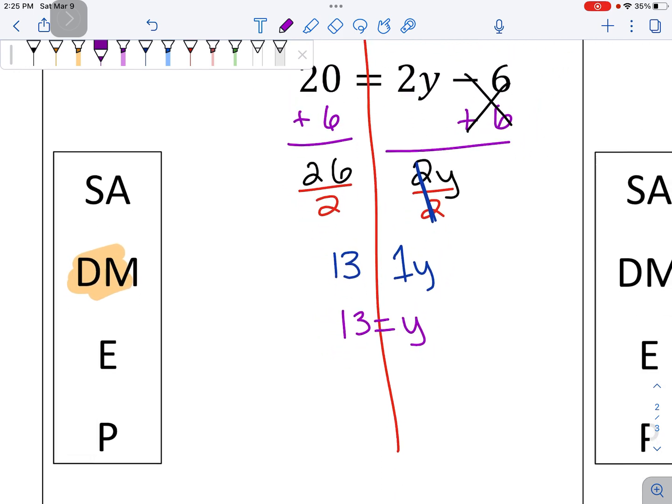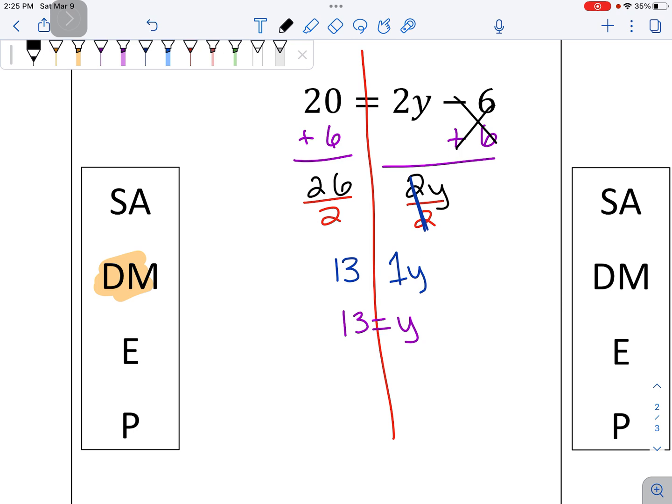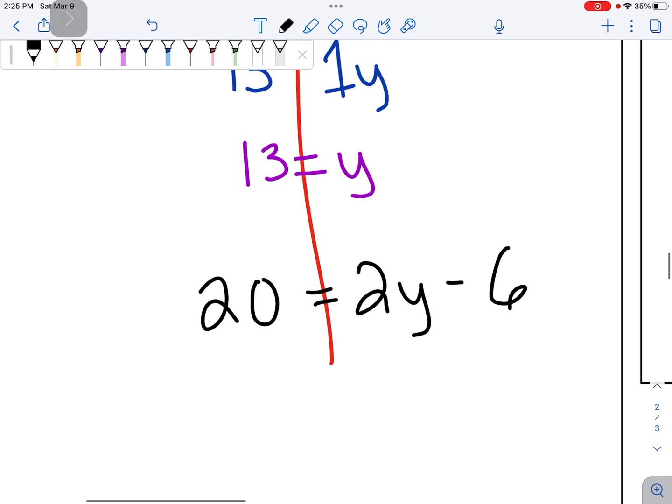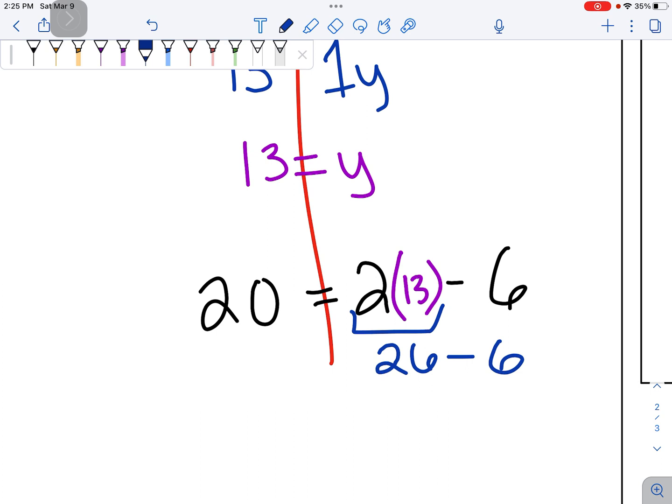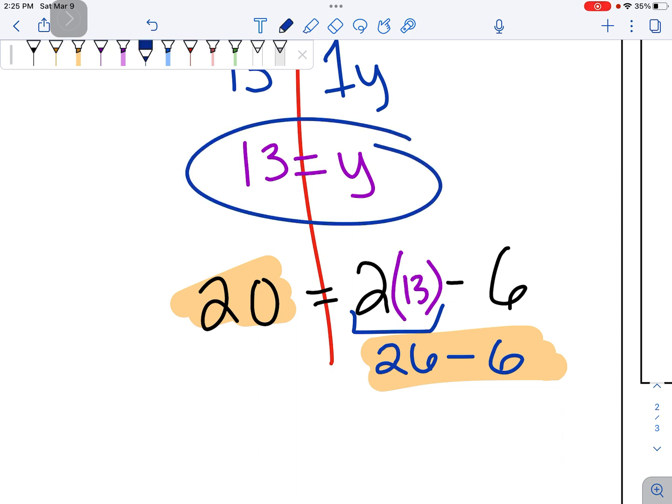Let's try it out one more time. 20 equals, this is the original problem, 20 equals 2y subtract 6. So we will put the value of y, 13, in parentheses, and see that 2 times 13 is 26. And if we do this problem, 26 take away 6, the answer is 20. So we did this perfectly. 13 is the value of y.